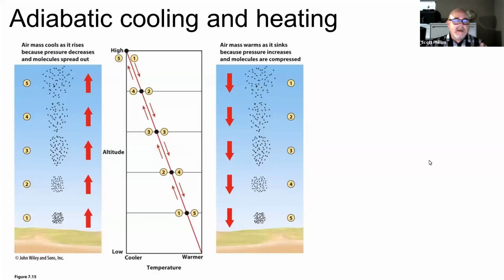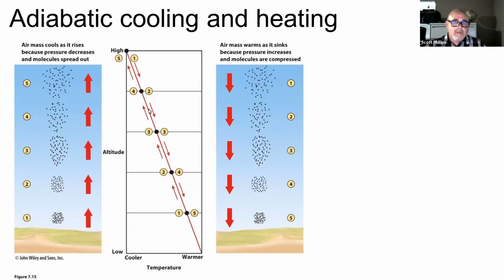Okay, next I want to talk about adiabatic cooling and heating. We talked about how condensation occurs when air is cooled to the dew point, and then it becomes saturated. But one thing we need to back up and talk about is how does air cool down? Air cools down as it moves upward, and it heats up as it moves downward.